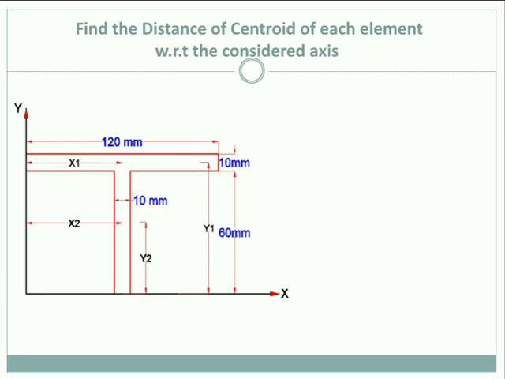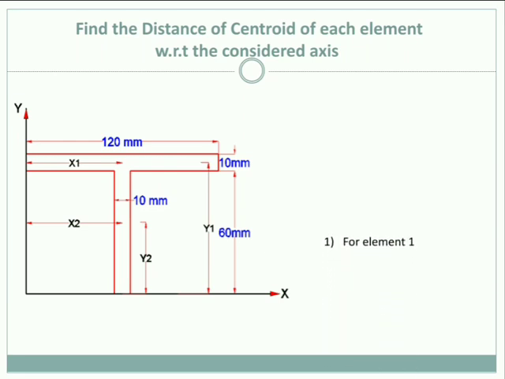y1. I think I have clearly given the things in the figure. There should not be any confusion. Now similarly for the second element, what is the centroidal distance? Say x2 with respect to one axis, y2 with respect to the other axis. Okay, I have done the marking first.